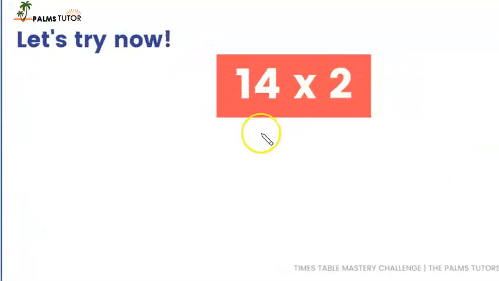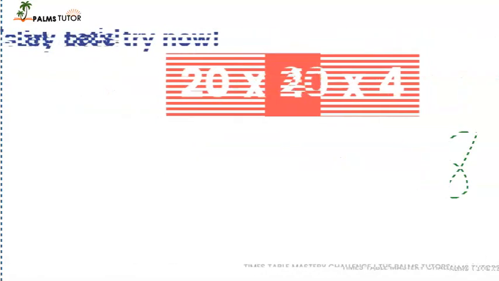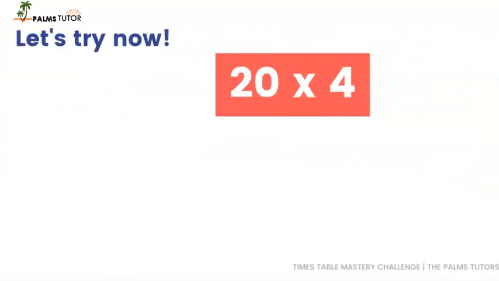So here we have 14 times 2. 1 times 2, 2. 4 times 2, 8. Your answer would be 28. 14 times 2. 1 times 2, 2. 4 times 2, it's 28. Right? Let's see another example. 20 times 4. 2 times 4, 8. 0 times 4 is 0. Our answer would be 80.